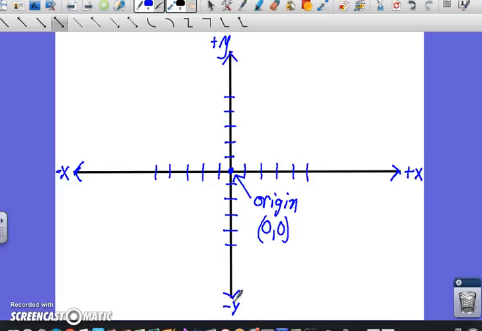Secondly, when we look at these, we have 4 sections in here. They're called quadrants. This is quadrant 1. This is quadrant 2. This is quadrant 3. And last, we have quadrant 4. So we need to be able to recognize those.